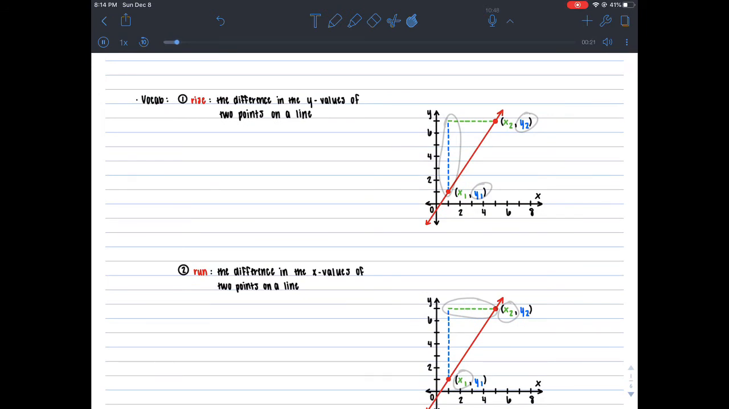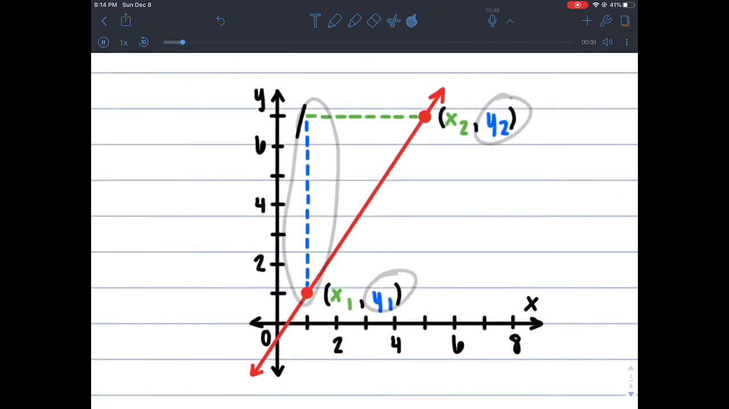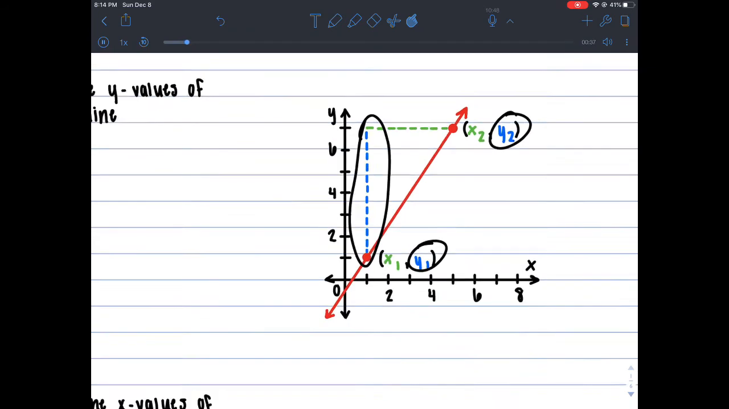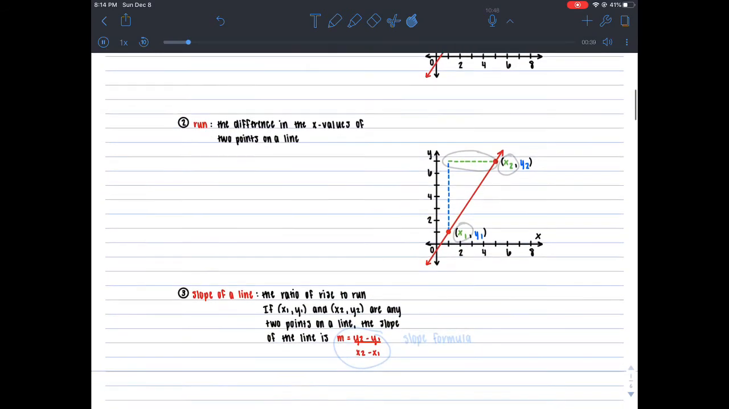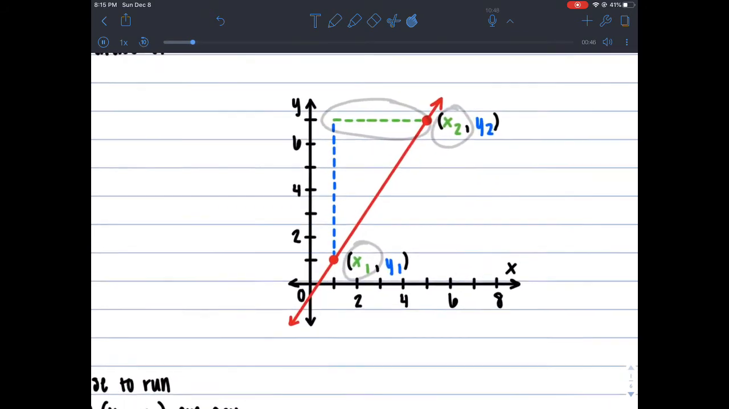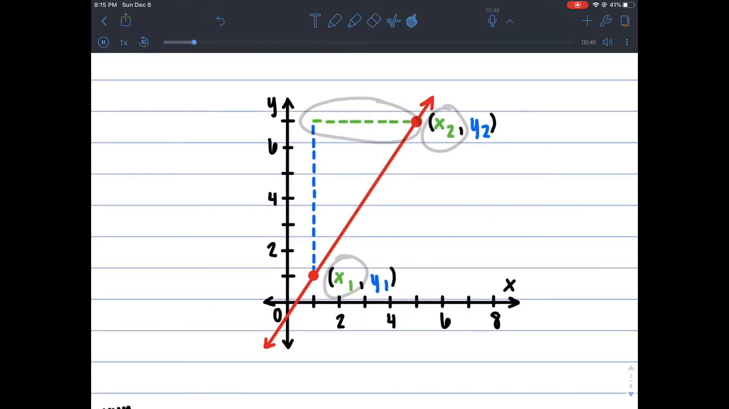First is the rise. The rise is the difference in the y values of 2 points on a line. In our diagram, the rise is represented in a blue color. These are your y values. Next, you need to know the run. Run is the difference in the x values of 2 points on a line. The run is in the color green on our diagram, and it has the x values.